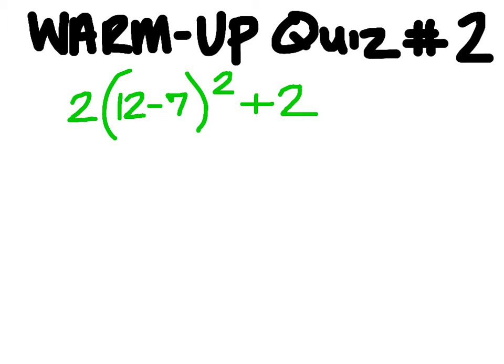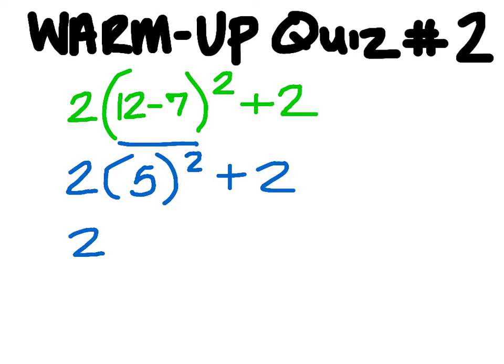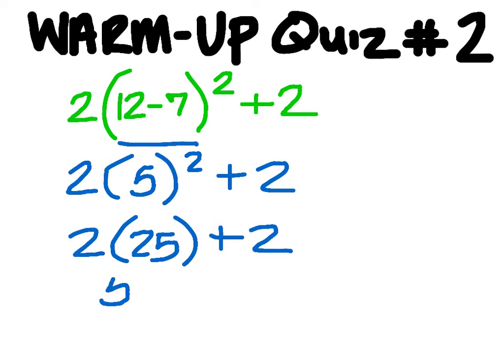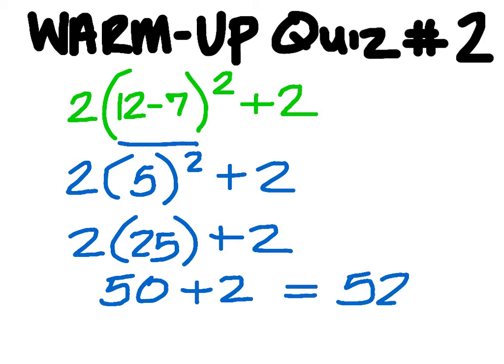Problem number 2. You have to do the 12 minus 7 first. That's a 5. And when you square 5, you come up with 25. 25 times 2 is 50. Add 2 to that to get 52.